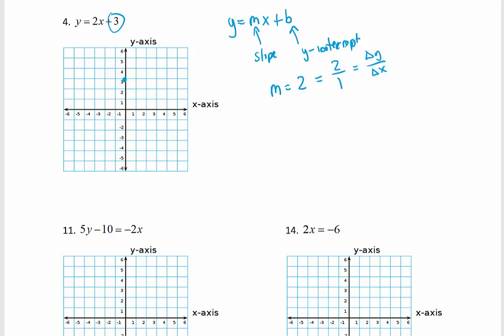So if I go to my starting point, which was my y-intercept here, and I go a y change of +2, so I go up 1, 2, then an x change of 1, that would give me that slope there. And I could go another point here, up 2 over 1, and that's going to be the sketch of my line.